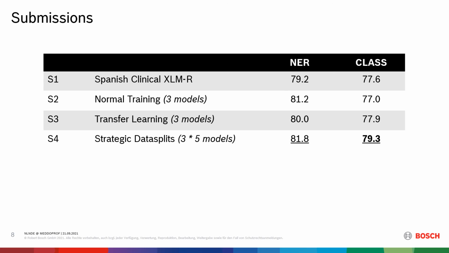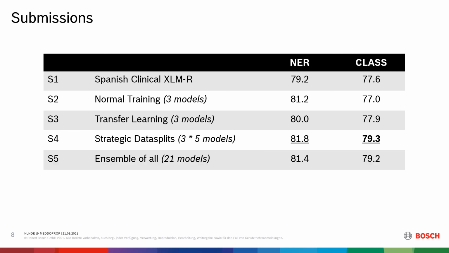The fourth submission was our best model. Here we make an ensemble over the 3 embeddings, and for each we use the 5 models trained on strategic data split. This improves the performance of the first task to 81.1, our best score for this, and it improves the second task by almost 2 points to 79.3. Our last submission was just an ensemble of all models. This is slightly worse than the submission before, but comparable. There is just too much noise in there from inferior models.